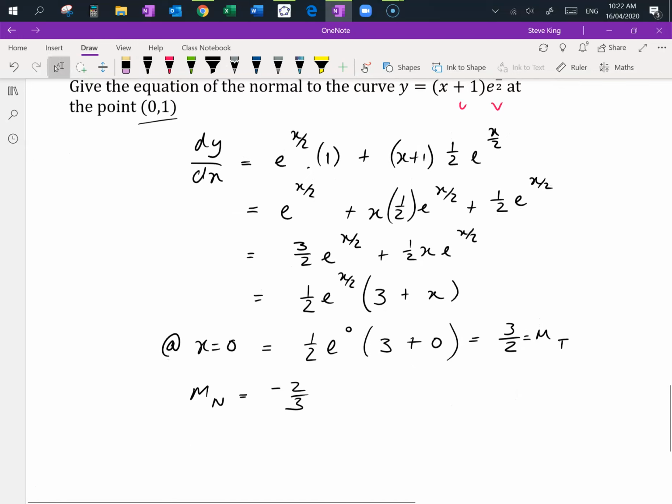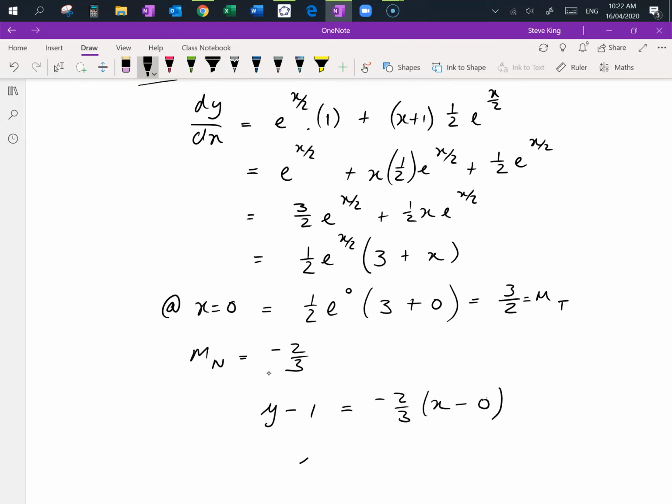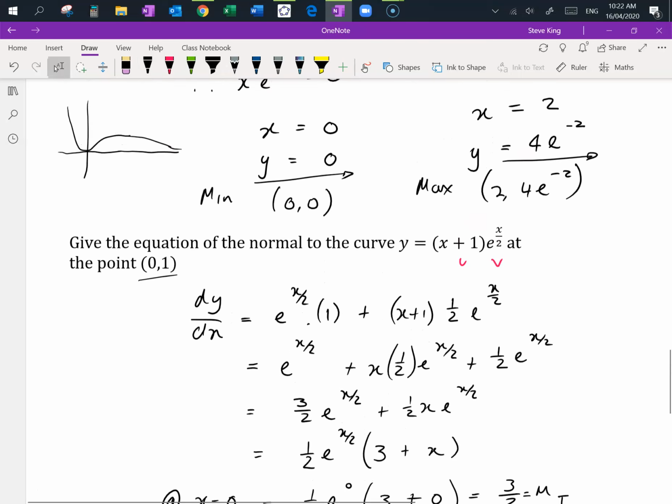And so my equation, when I come to work it out, is going to be y minus 1 equals minus 2/3 times x minus 0. In other words, y is going to be minus 2/3 x plus 1. That is the equation of the normal at the point when x is equal to 0.